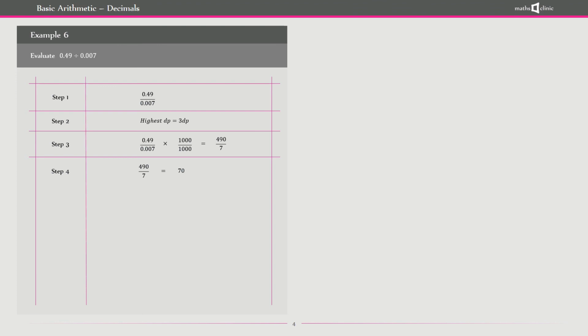Isn't it interesting that we divided two decimals and our final answer is a whole number, 70? It happens sometimes. So that's pretty much all you need to know about decimals. We've learned to convert fractions to decimals, and we learned to convert decimals to fractions. We learned to add decimals, subtract decimals, multiply decimals, and finally we've learned to divide decimals. All right, bye for now.